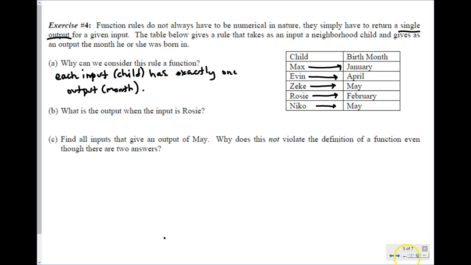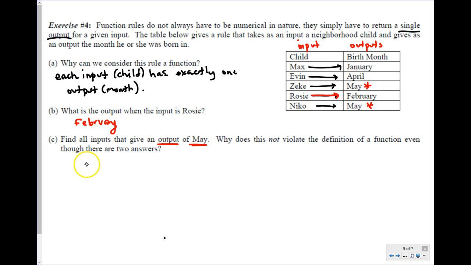So now let's take a look at B. What is the output when the input is Rosie? That's basically asking, if we have Rosie, what is her birth month? February. Okay. Letter C, find all inputs that give an output of May. So these are my inputs. Just always label it. These are my outputs, and this question is asking for an output of May. So I have an output of May here, and I have an output of May here.